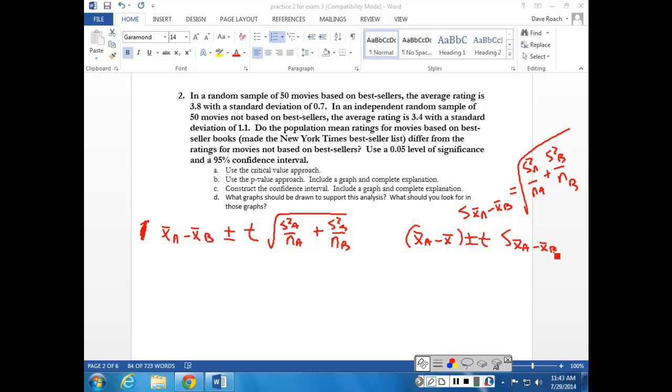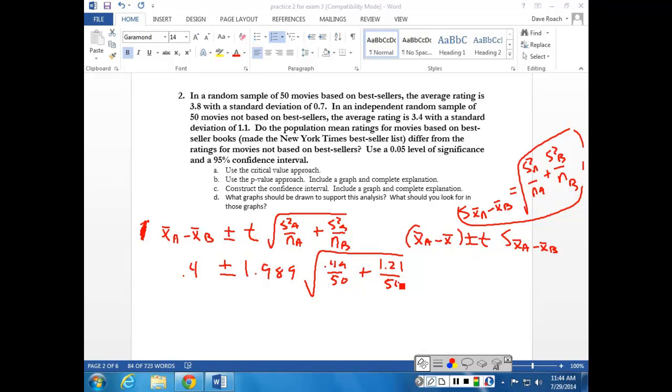Those are equivalent formulas. If you're doing the critical value and the confidence interval, it might make some sense to do this. It'll save you a little bit of keystroke changes, I guess, if you're putting things in your calculator. That was 38 minus 34, plus or minus, and for 95% confidence, that was 1.989. And then we had the variances, the 0.49 divided by 50 plus 1.21 divided by 50.